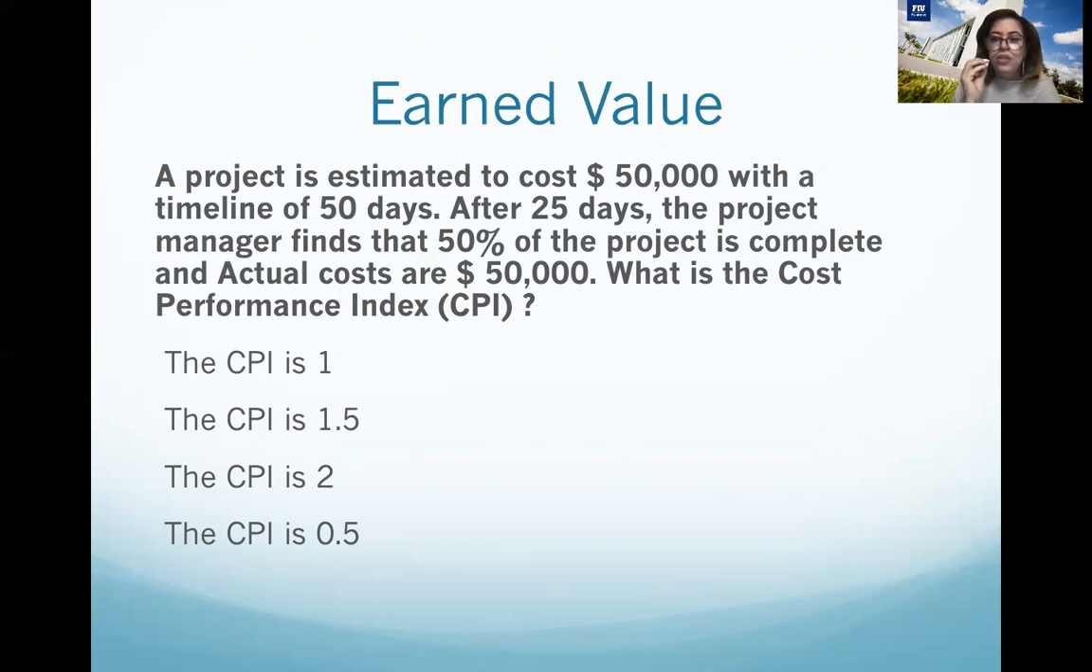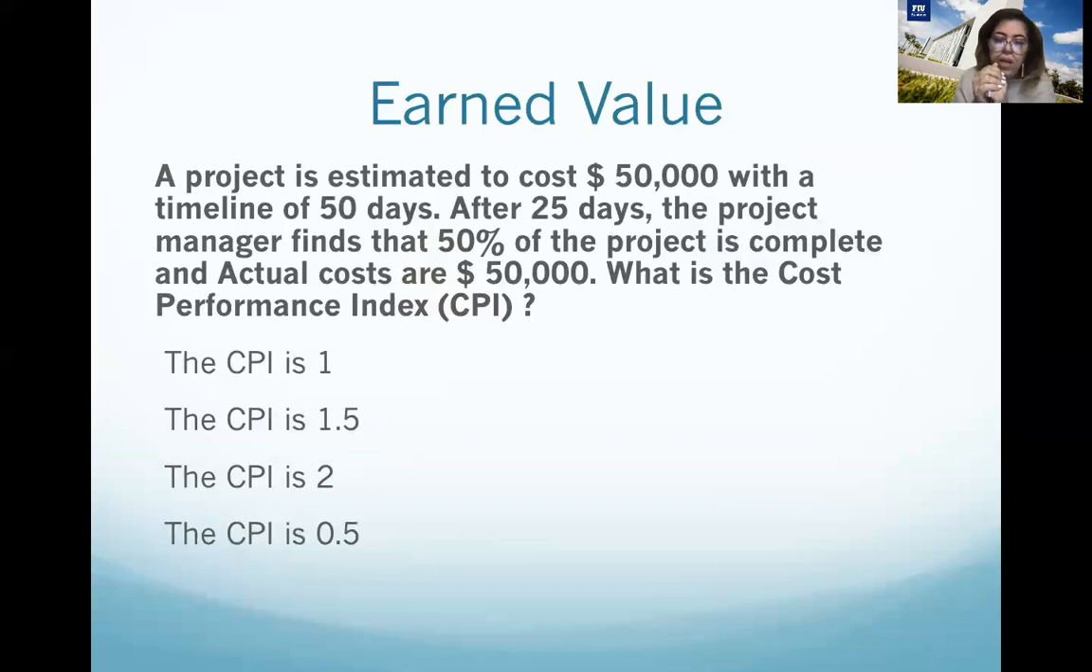Is the total duration of a project. And after 25 days, so it's providing a specific point in time, the project manager finds that 50% of the project is complete and the actual cost is $50,000. So what is the cost performance index?